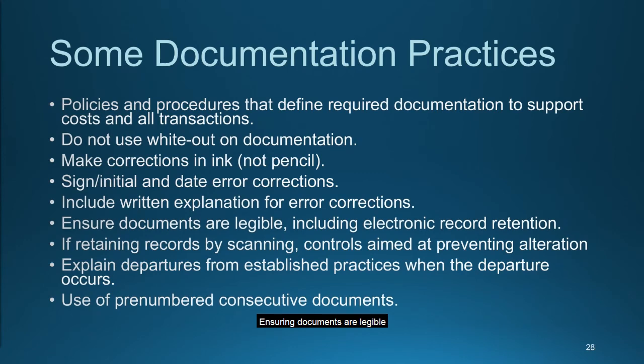Ensuring documents are legible, retaining records. If you're retaining records, make sure you have controls aimed at preventing alterations so you can protect the integrity of the document. And then explain departures when they occur. And then a normal accounting internal control is using pre-numbered consecutive documents, pre-numbered purchase orders and that sort of thing, check numbers when you can.